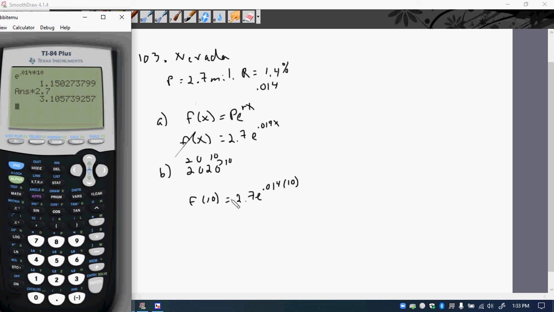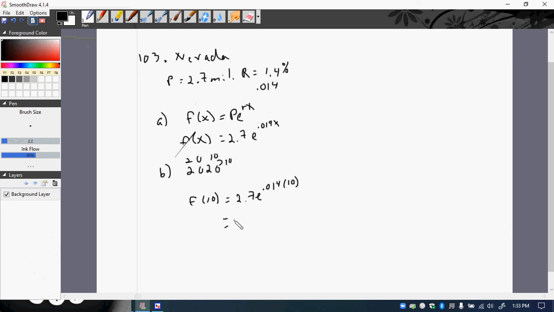So basically I have 3.1 million people in 2020. That's for the f of 10. And that's how you do these types of problems when you're dealing with natural exponential functions.